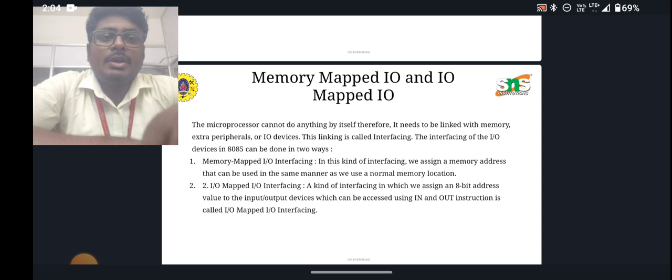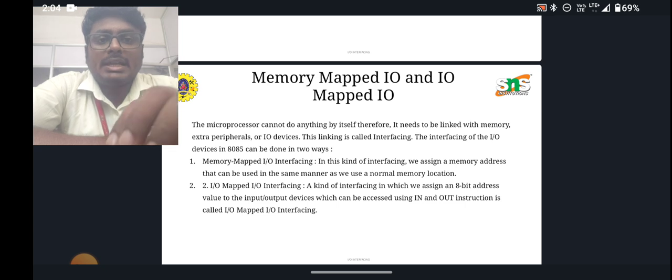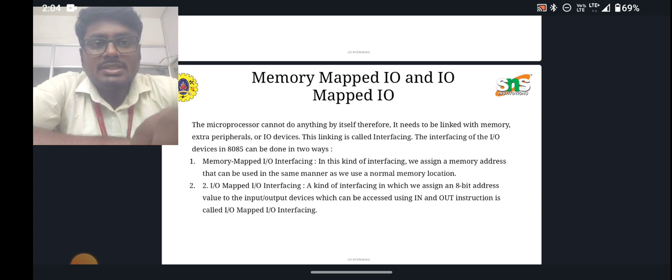In memory mapped I/O interfacing, we assign a memory address that can be used in the same manner as we use a normal memory location. And in I/O mapped I/O interfacing, we assign an 8-bit address value to the I/O devices, which can be accessed using IN and OUT instructions. This is called I/O mapped I/O interfacing.